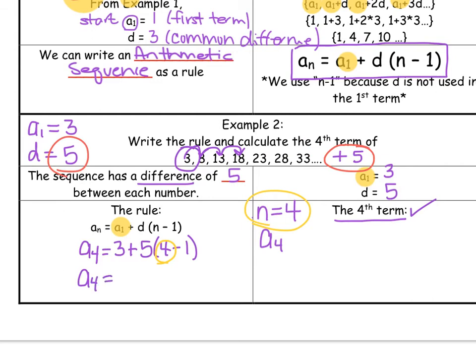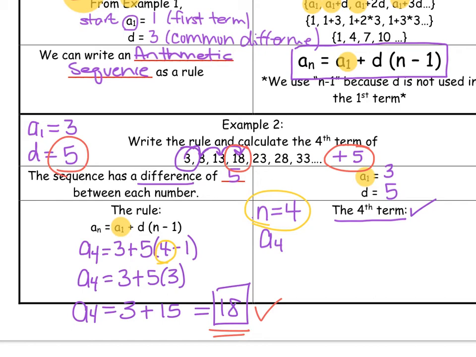So my fourth term is 3 plus 5 times (4 minus 1). 4 minus 1 is 3. I get 3 plus 15. And so my fourth term is 18. And if I look back up here, my fourth term is 18, so we did that right.